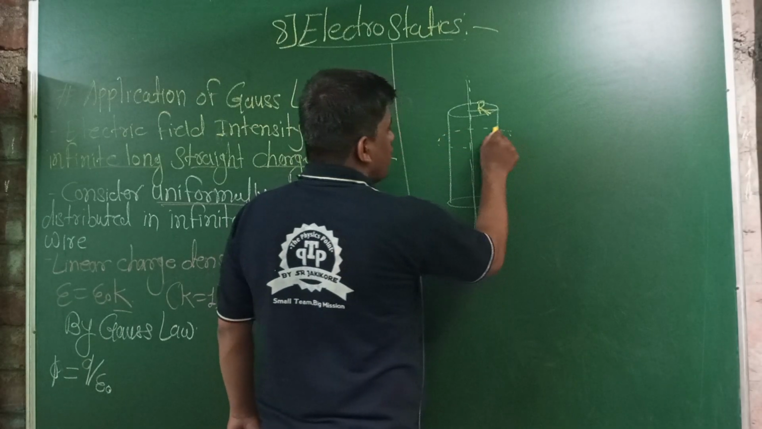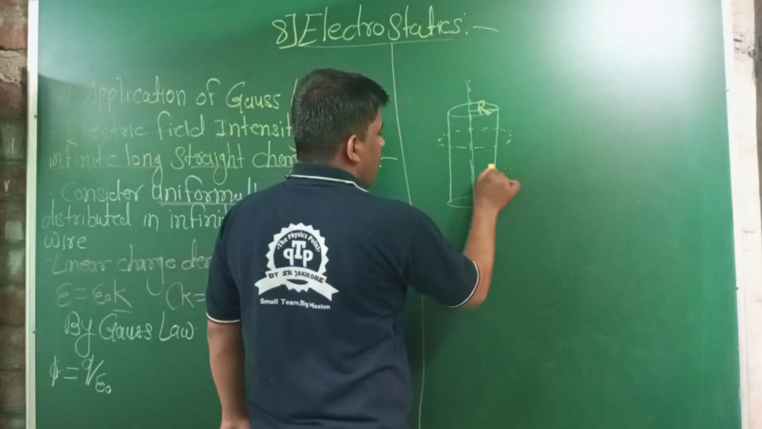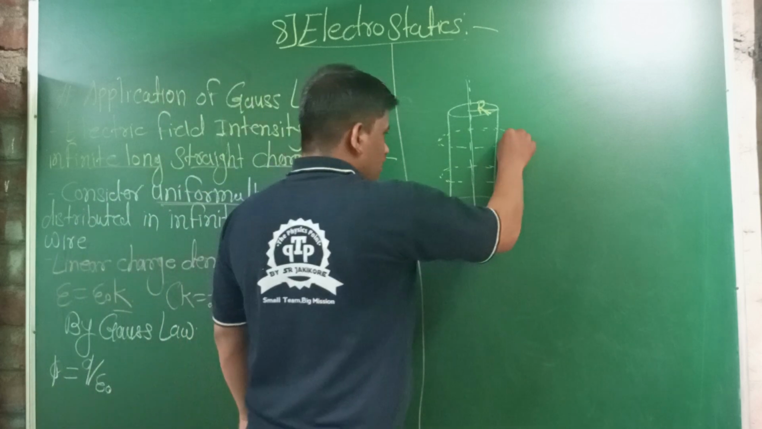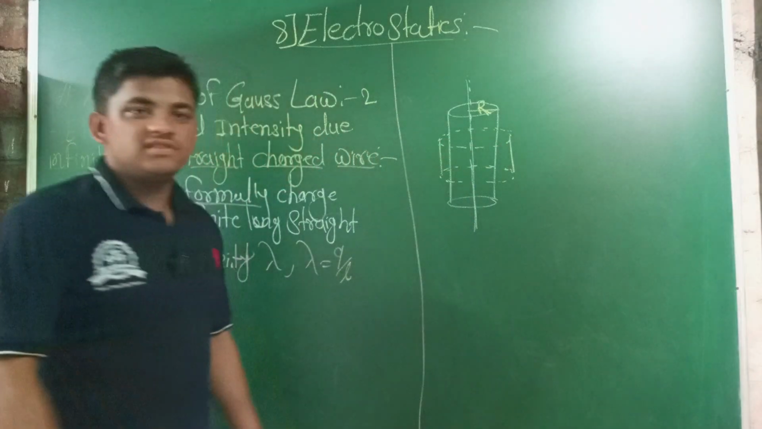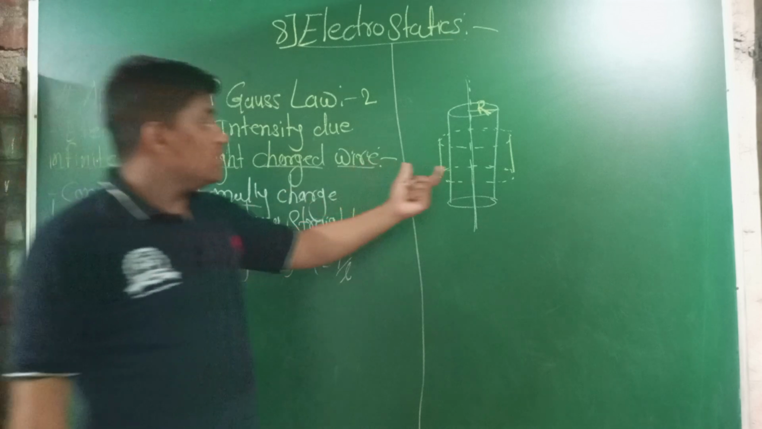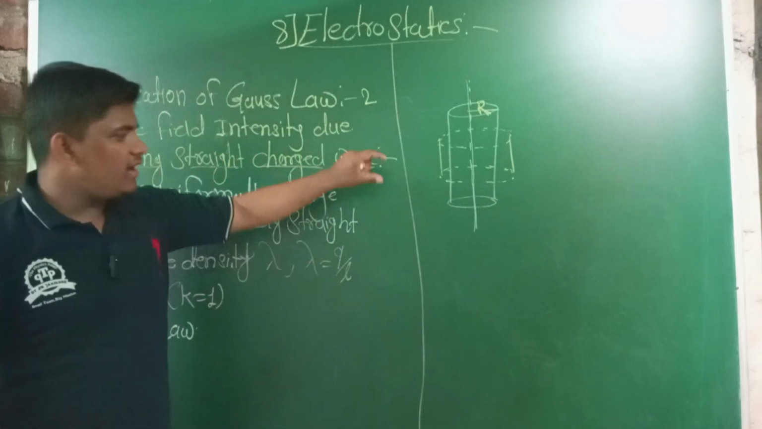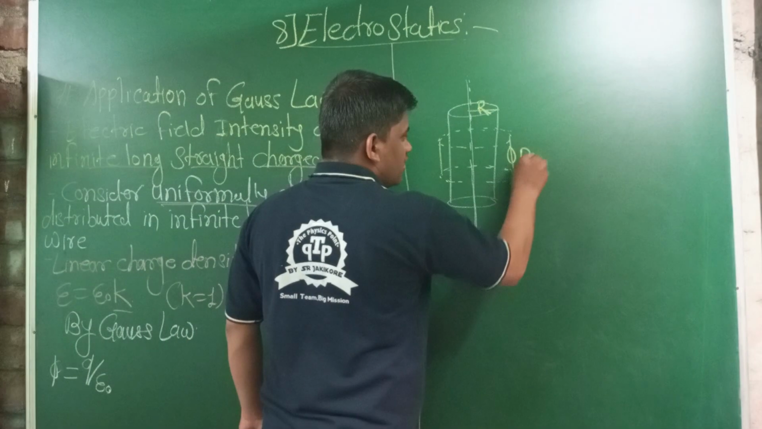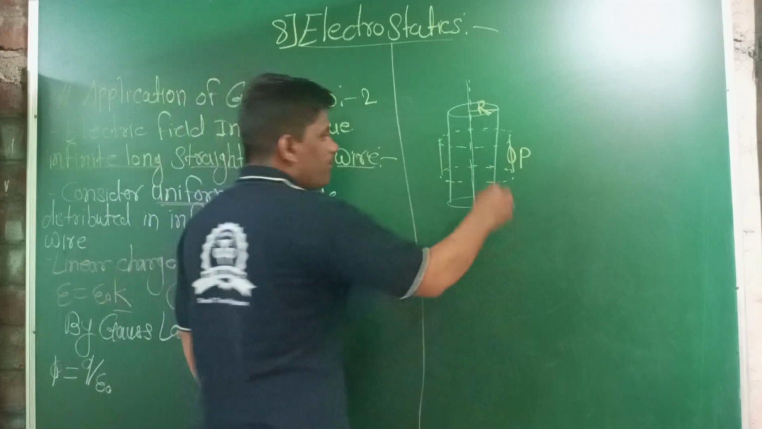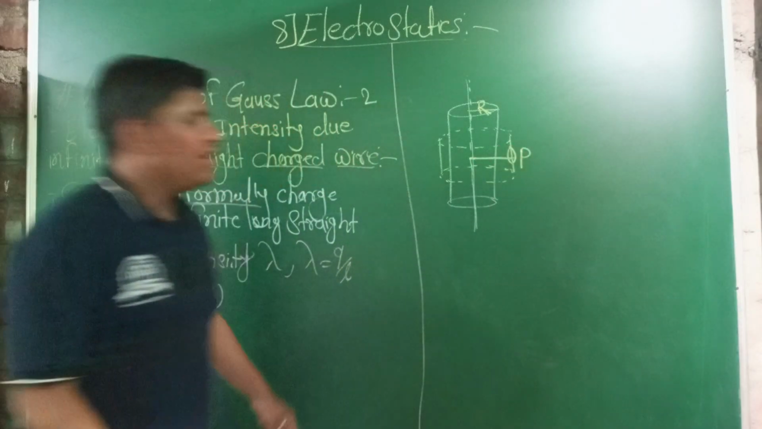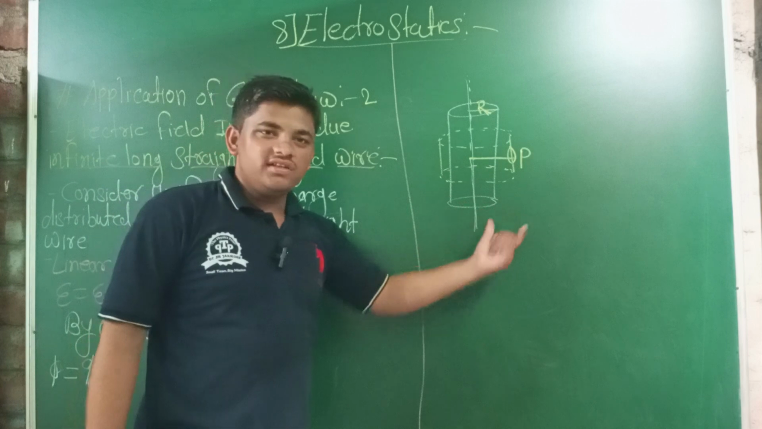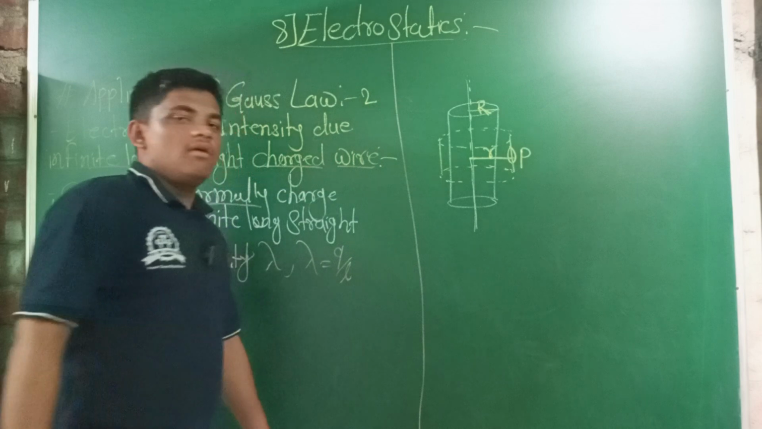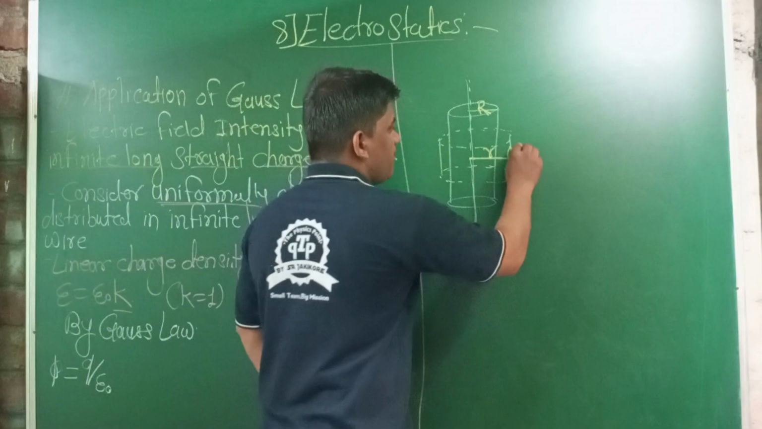Another one is the smallest surface, which has more area from the wire. This is the point P, and the distance from the point P to the center of that uniformly charged wire is a small r, denoted as small r. We want to find the electric field intensity at the point P.